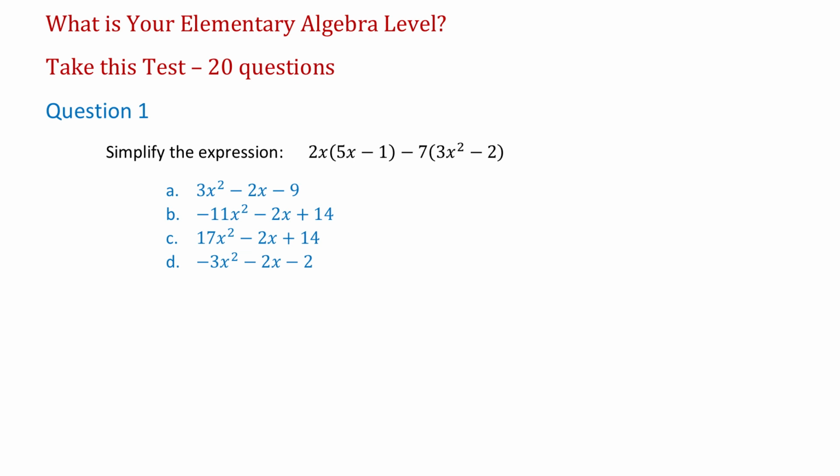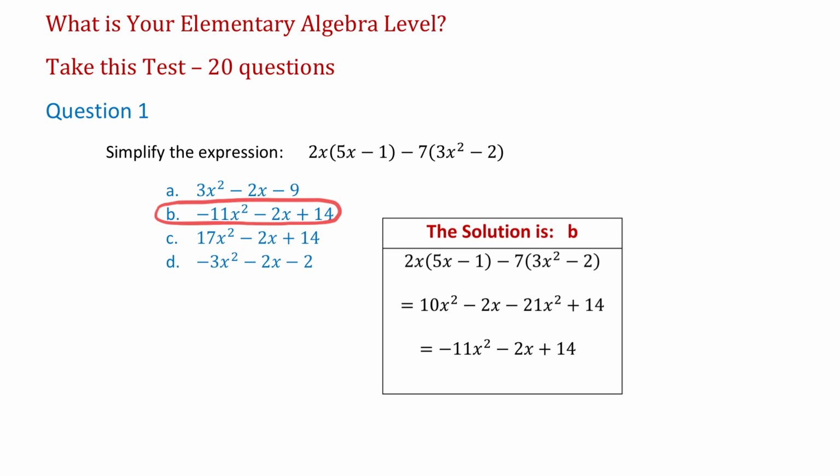Simplify the expression 2x times (5x minus 1) minus 7 times (3x squared minus 2). Below, we have 4 possible solutions and only one of them is correct. So then, please pause the video and find the right solution. I hope you got it right, and now let's see what the correct answer is. The correct solution is B.